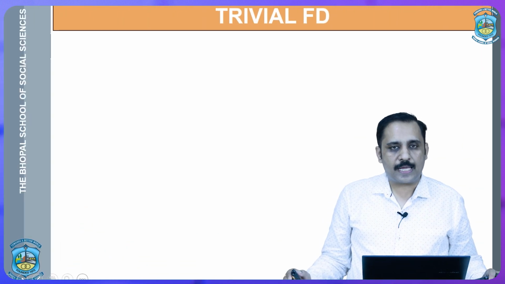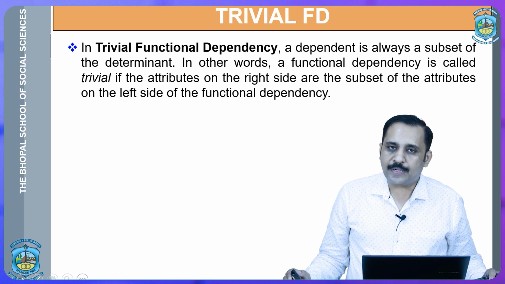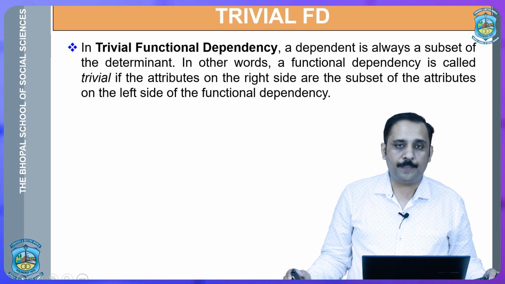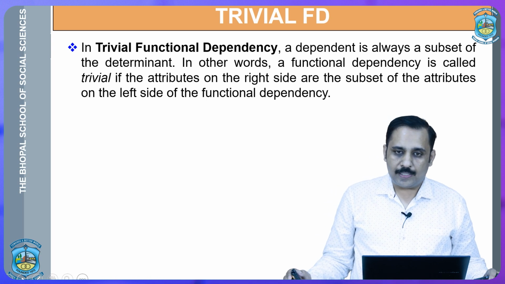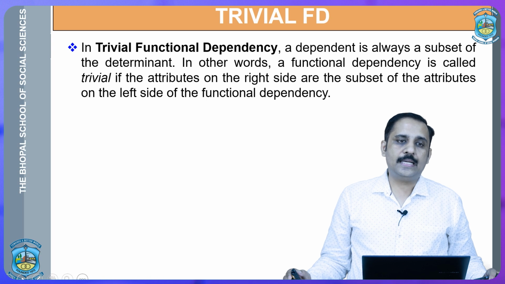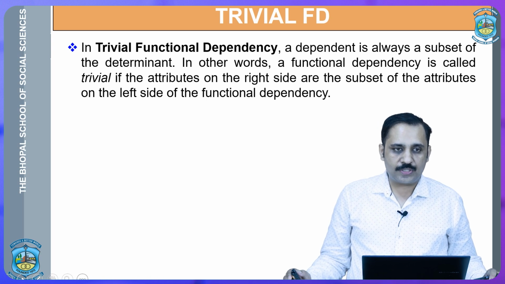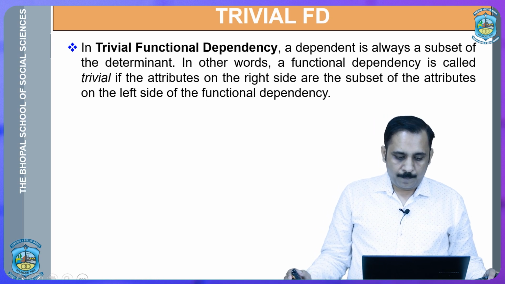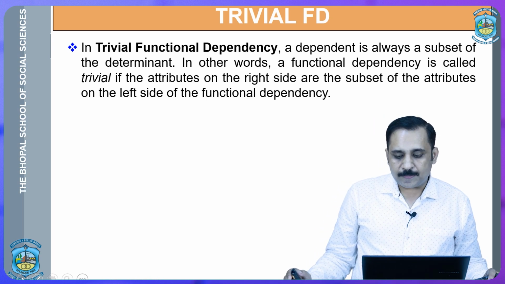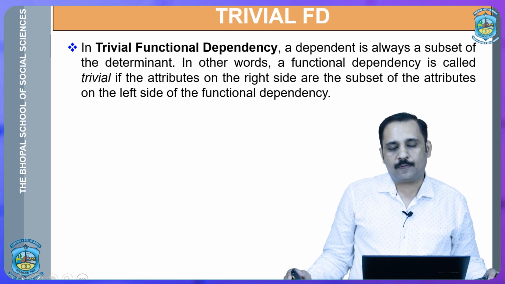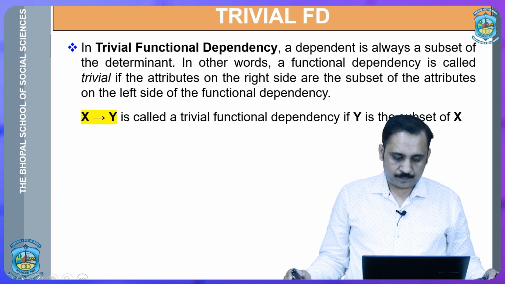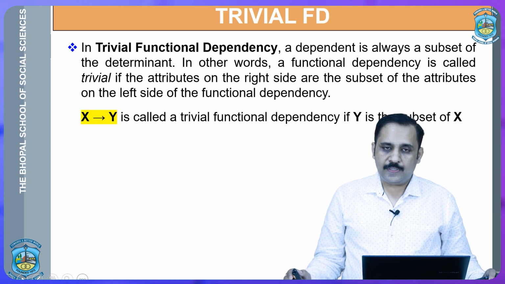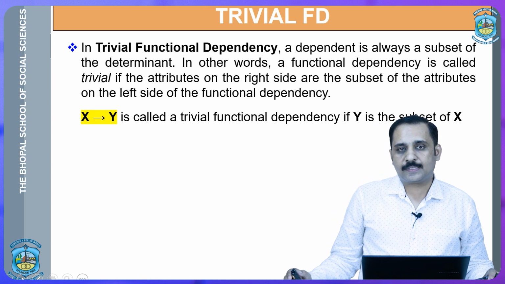First we look at what a trivial functional dependency is. In a trivial functional dependency, the dependent value is always a subset of the determinant. That means the right hand side value is a part of, or a subset of, a greater set which is represented by the value of the determinant, the left hand side part. So, if the attributes on the right side are subsets of the left side, then such a functional dependency is trivial. In representation, we can write it like this: X → Y is called a trivial functional dependency if Y is a subset of X.